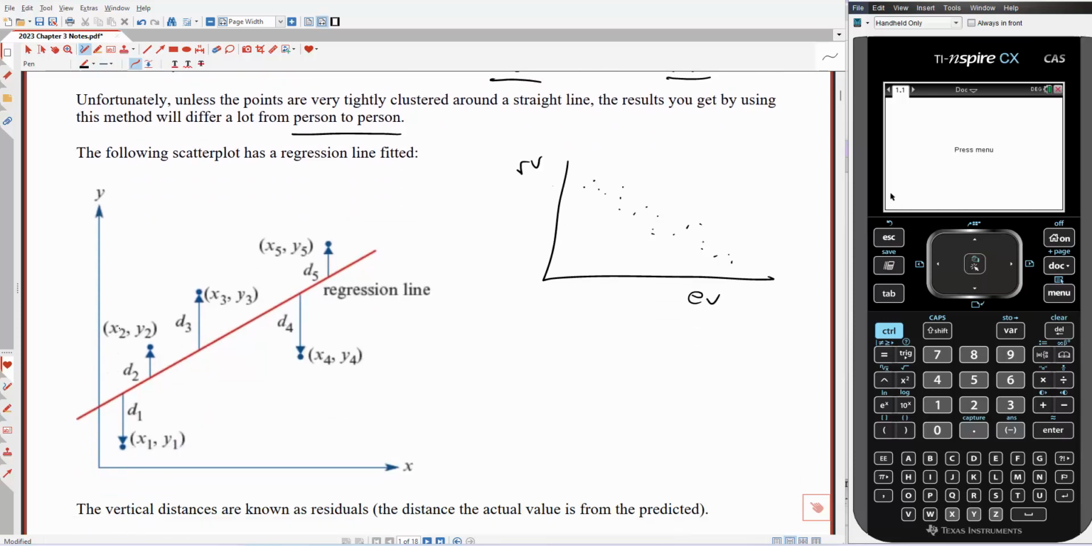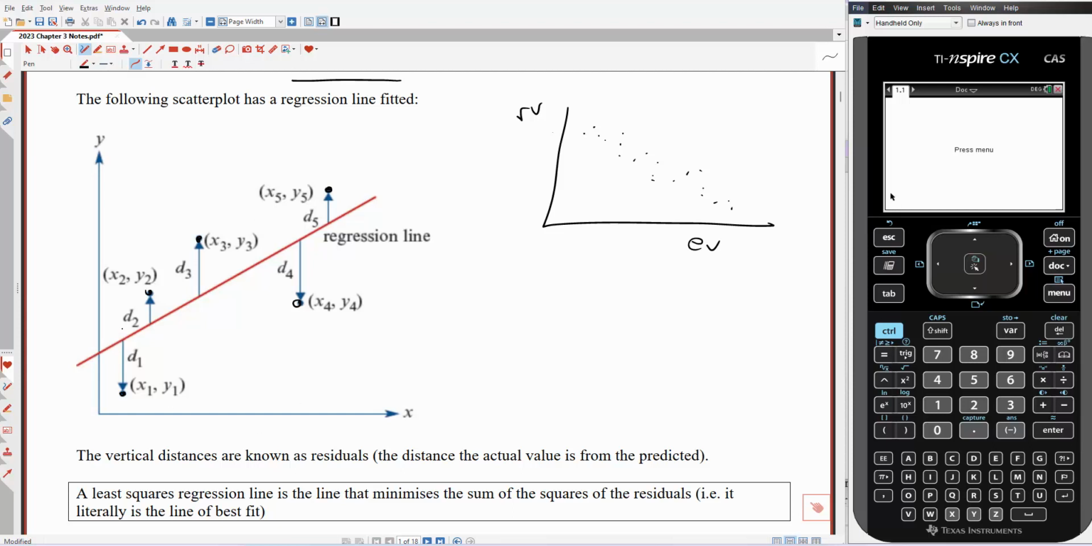So we see here that we've got a scatter plot. Here's a point here, there's a point there, there's a point there, there, and finally there. We've got 5 points on this scatter plot. And it's got this line here called a regression line fitted. This is the straight line that we've fitted, okay? Now these vertical distances, the distance from the line to this point here, we call this thing here the residual. And this is the distance the actual value is from the predicted value. So you can see here that this one was quite far away. This one was close, quite far away, close.